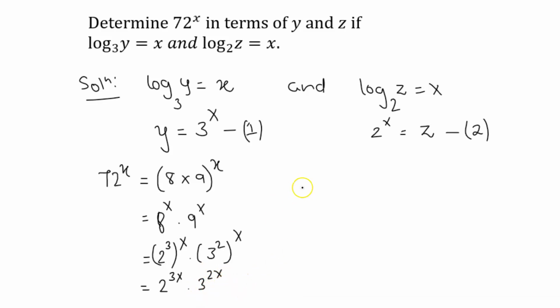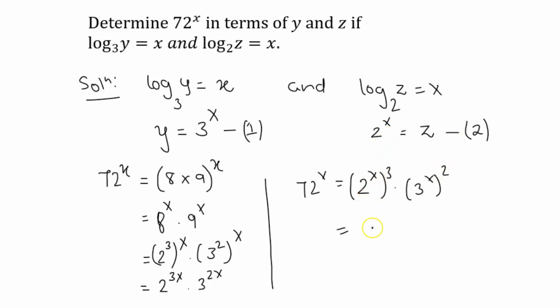Or simply put, let me write it here, 72 raised to the power of x. We can rewrite it as 2 raised to the power of x whole raised to the power of 3 times 3 raised to the power of x whole raised to the power of 2. This is done so that now we can use equations 1 and 2.